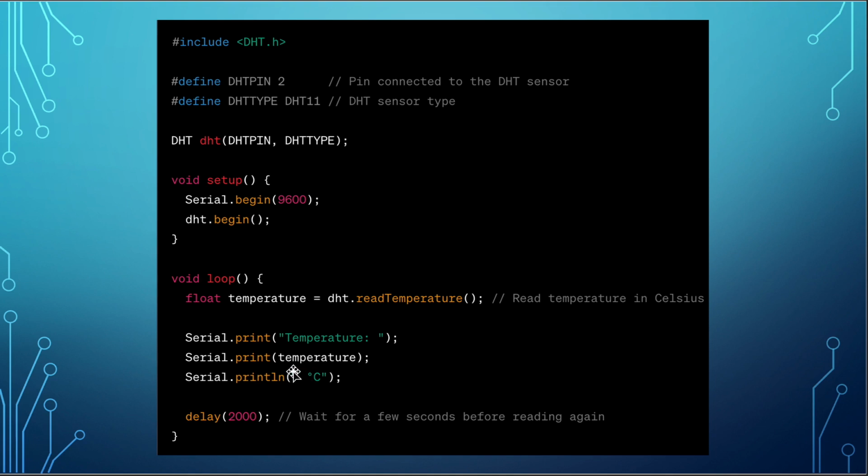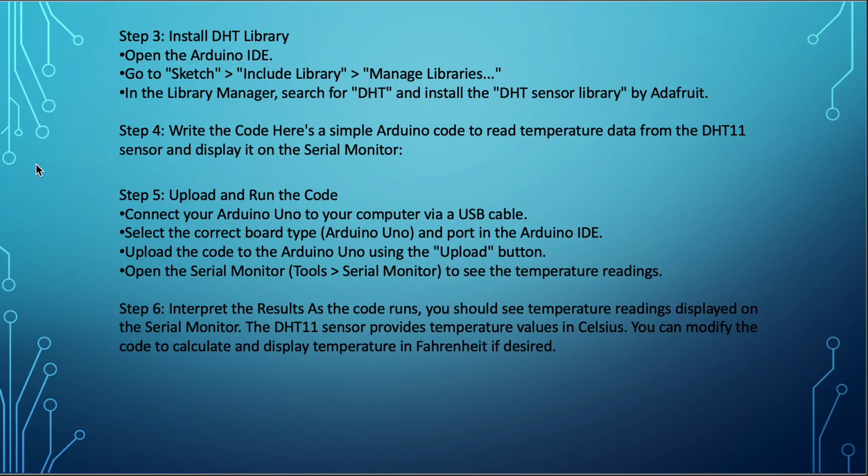Then serial print temperature is equal to DHT read temperature. This would read temperature from the DHT sensor itself, and again serial print dot Celsius, it will read in Celsius. Delay it for 2 seconds, repeat the whole thing again. What will happen is temperature will keep on printing this and this, so on and so forth.